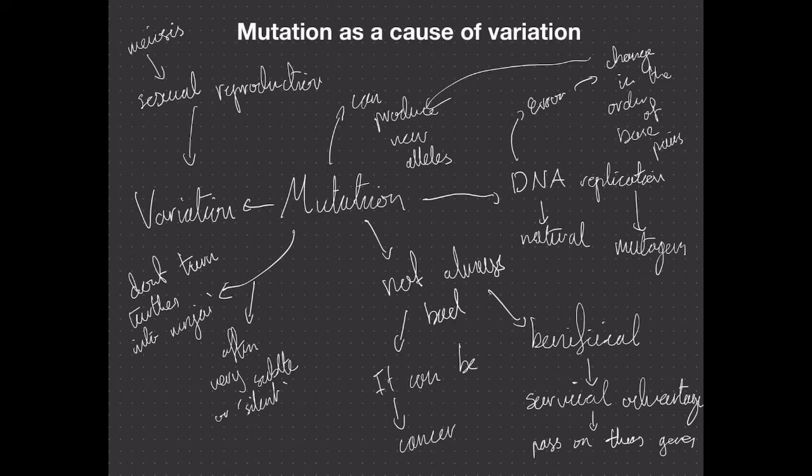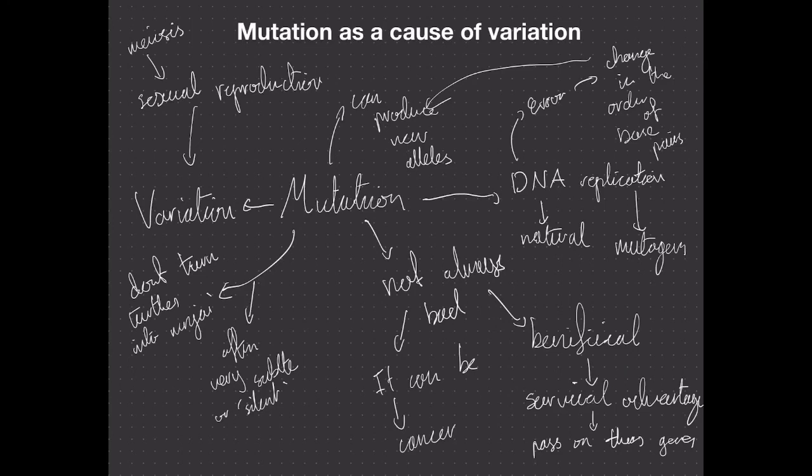So, what have we talked about in summary? Mutation can cause variation. Variation doesn't just come from sexual reproduction. Sexual reproduction and variation due to meiosis cannot produce new alleles, but mutation can. Mutation's not this crazy thing that produces Ninja Turtles. Often mutations are very subtle or silent. Mutations are not always bad. They can be, they can often cause cancer. But they can also be beneficial and give a survival advantage to organisms.